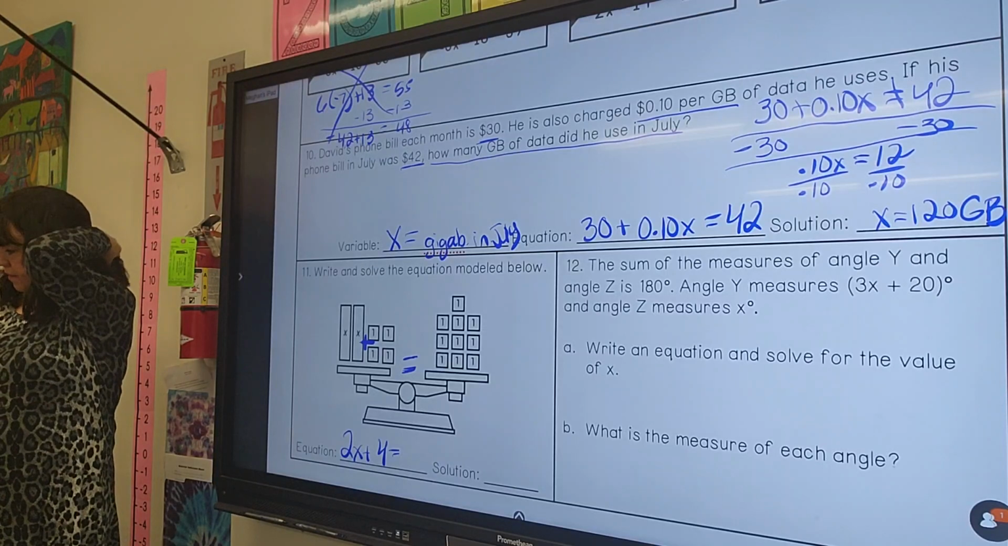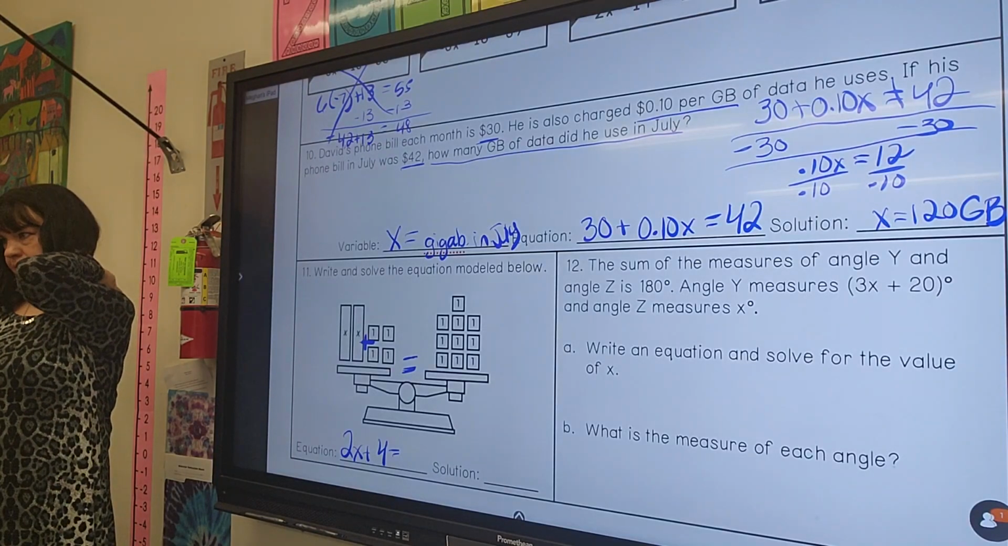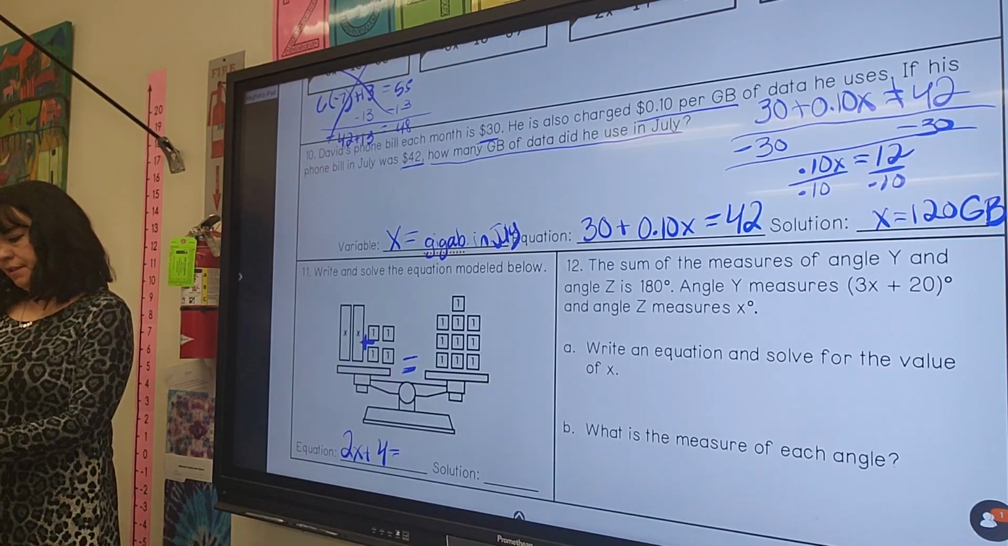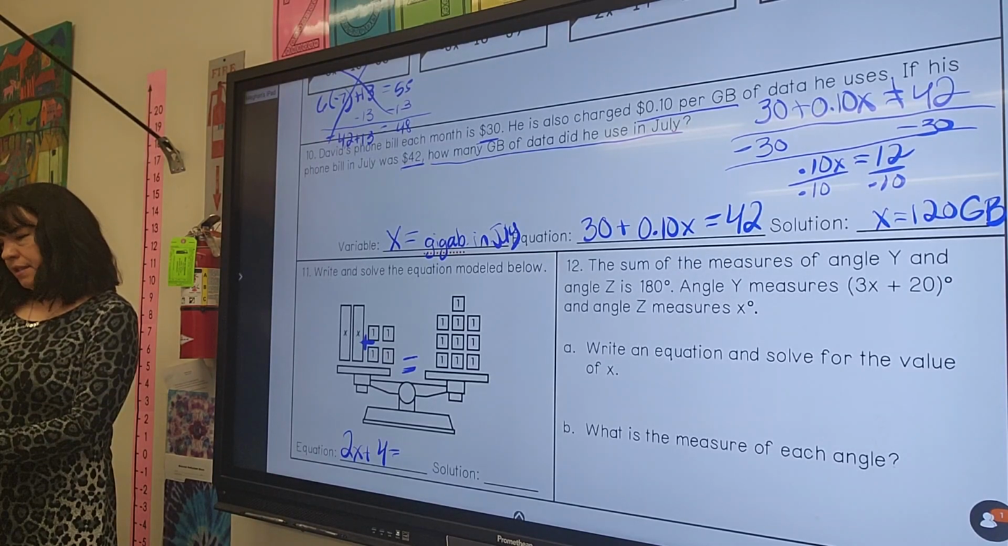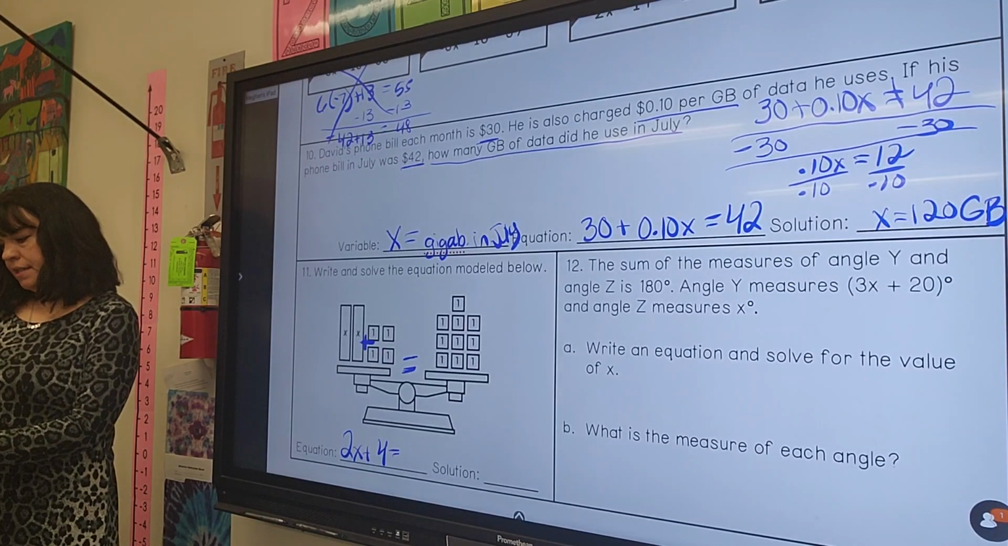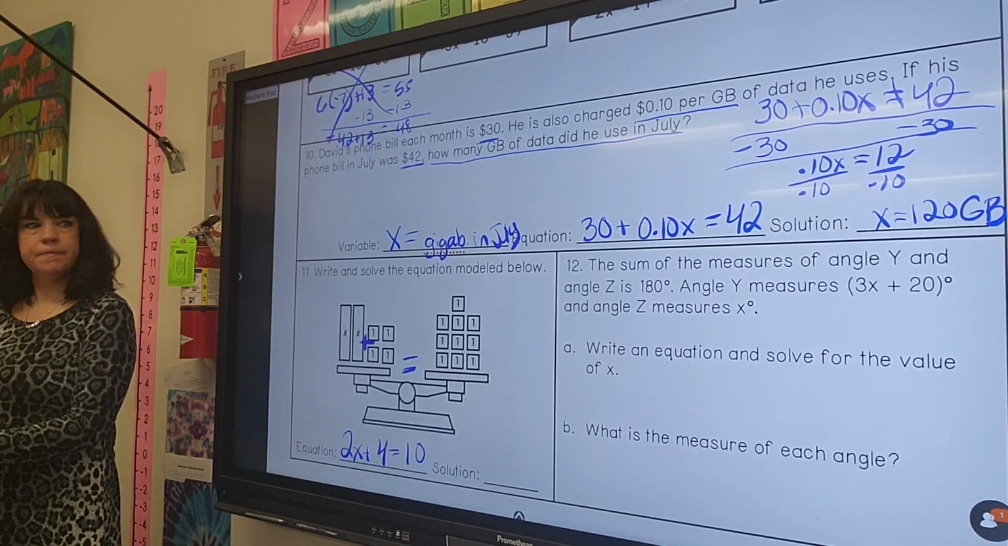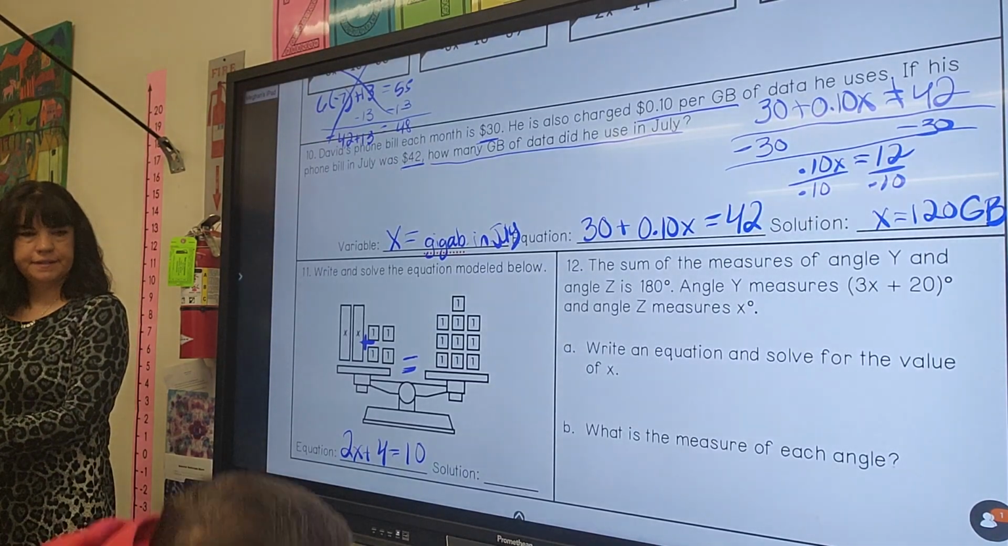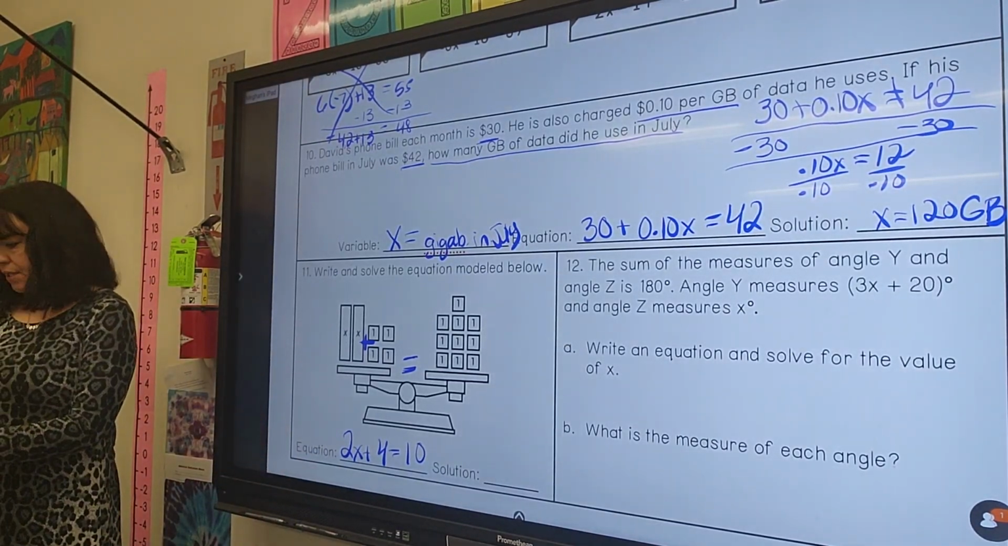What'd you get for your equation, Grayson? 2x plus 4 equals 10. Good. What's the answer? X equals 3. X equals 3, good job.